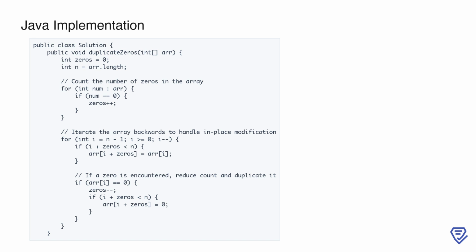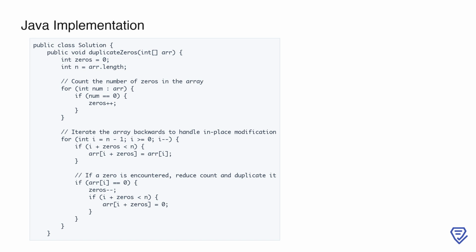Next, the code uses a for-each loop to iterate through the array and count the total number of zeros by simply checking if each element equals 0. Once we know how many zeros are present, we begin another loop that iterates backward through the array. This reverse iteration is key to modifying the array in place without overwriting values prematurely. The condition inside the loop ensures that elements are shifted to their correct positions, accounting for the extra space created by the zeros.